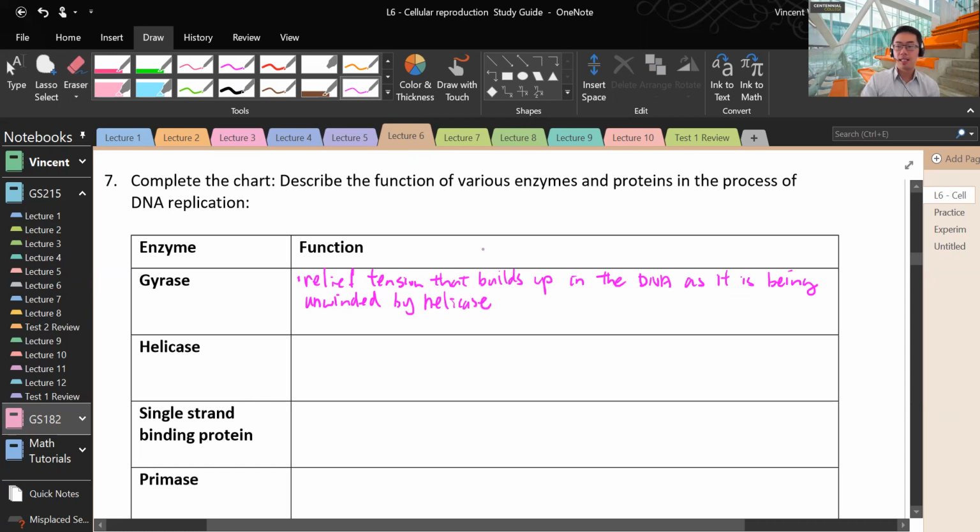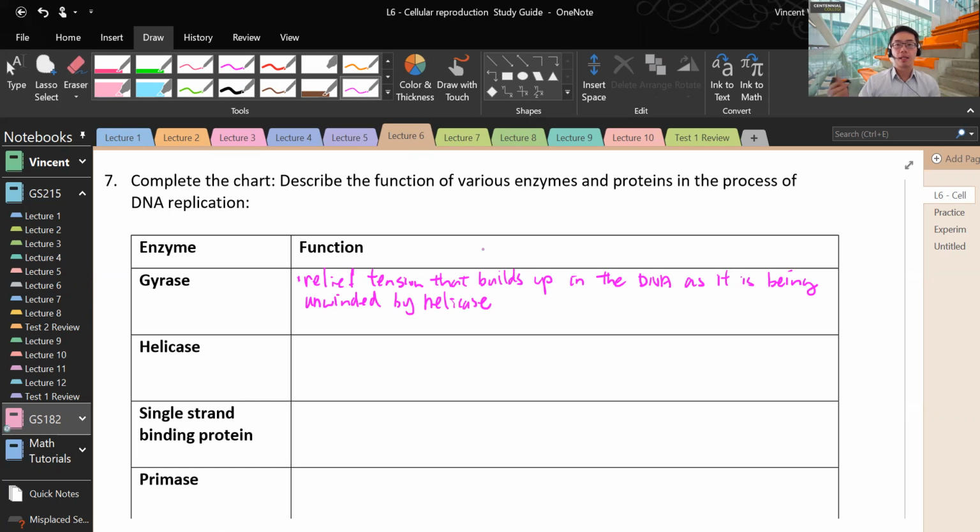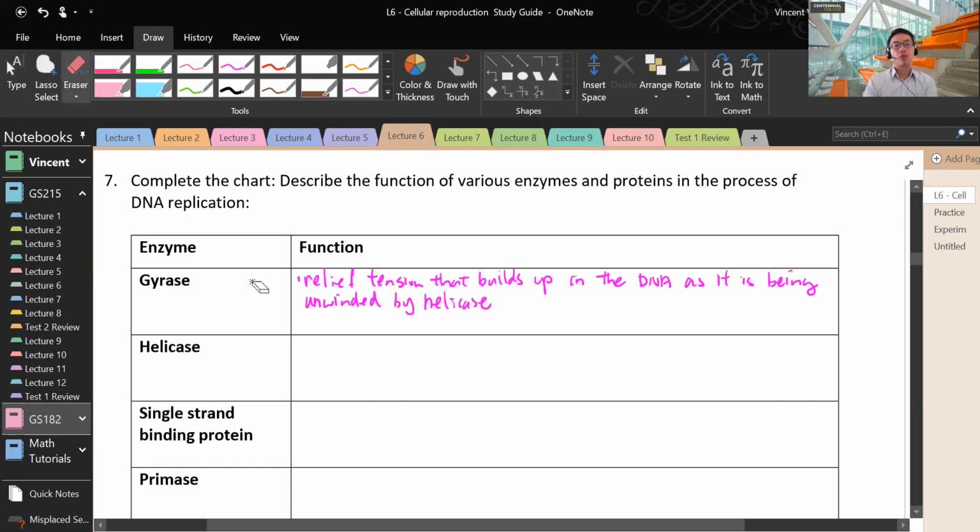When you unzip the DNA, it is going to create some tension in the strand. And if we do not relieve those tensions, then we risk snapping the DNA molecule, breaking it. So gyrase will make little cuts here and there in the sugar phosphate backbone, and it will relieve the tension and prevent DNA breakage. Prevent DNA from breaking.